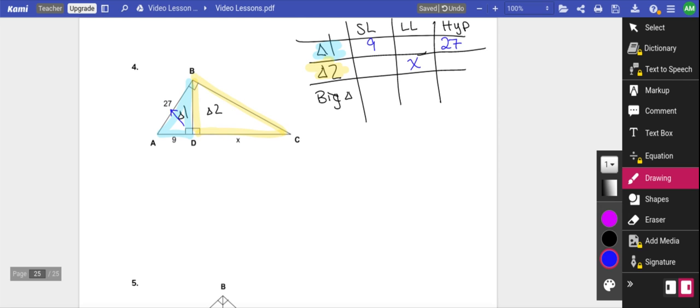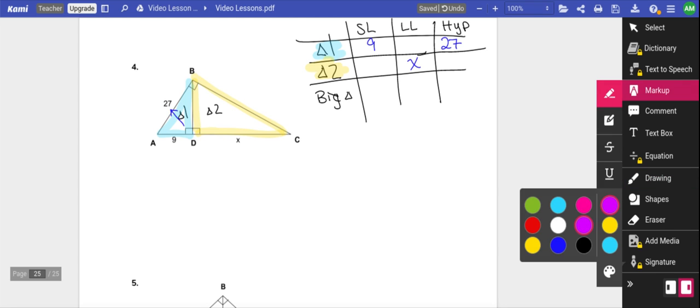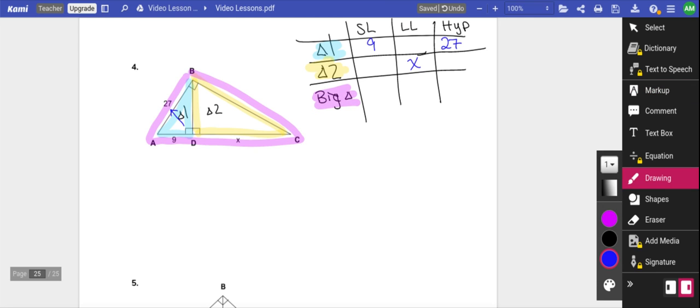And on this big triangle here, I have the short leg, 27, and I do have both sides of my hypotenuse labeled. It's not labeled all together yet, but I can add them. 9 plus x is 9 plus x, or x plus 9. Oh, it's lagging here, guys.